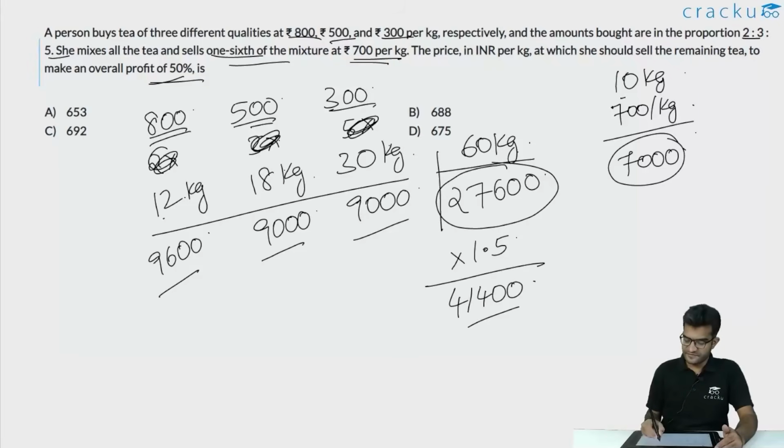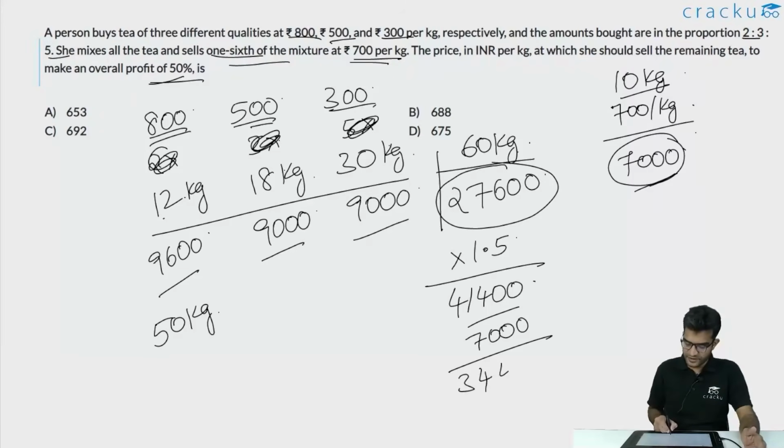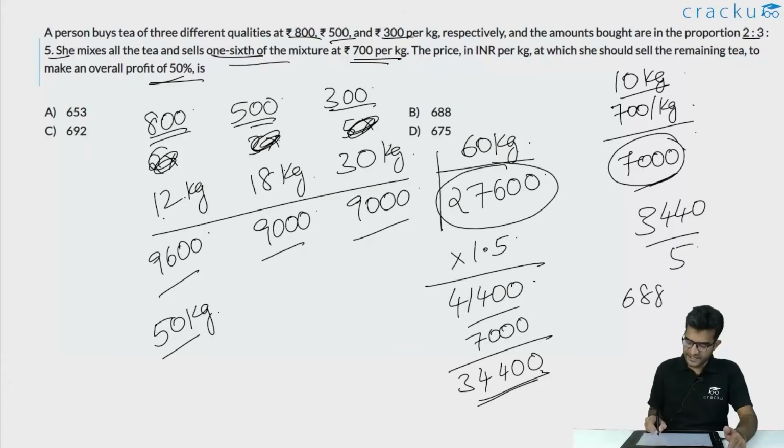Now out of this, when he sold 10 kg, he got 7,000 rupees. So the remaining 50 kg should make him how much money? It should be 41,400 minus 7,000, which is equal to 34,400. So what is the price per kg at which he should sell this? That will be 34,400 divided by 50, which is 3440 divided by 5, which is equal to 688 per kg. So the price at which he should sell is rupees 688 per kg.